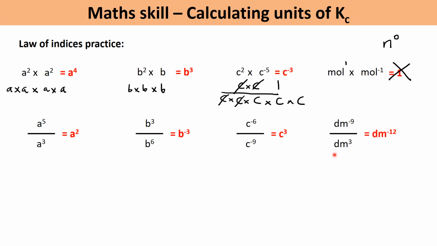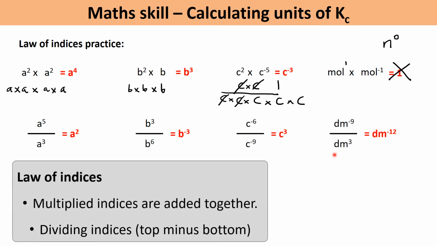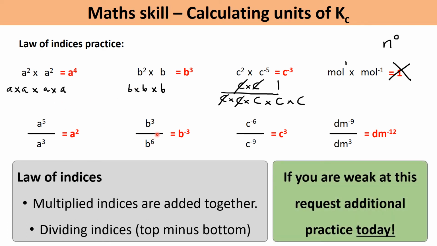So the general rules that we should see here are that when you multiply indices, we add them together. And when we divide the indices, we get the top minus the bottom. Now, I haven't gone fully into explaining why this is here, but if you're in one of my classes, we'll go into more detail on that. If you're weak at this, you should practice working with indices, and you need to do that today and now. You need to pause the video, you need to work with indices, otherwise this is not going to make much sense going forward.